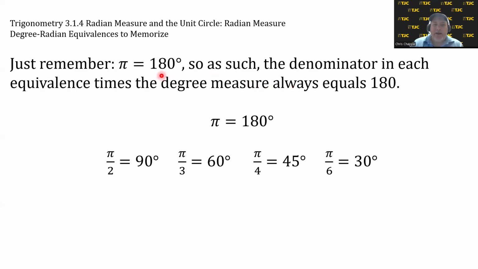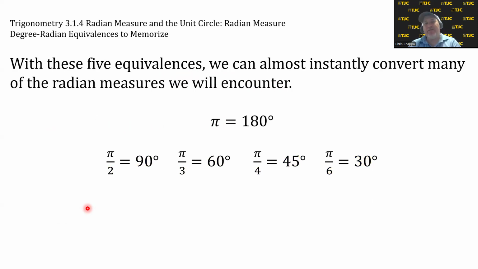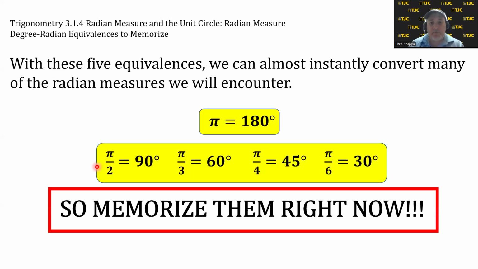Just remember, pi equals 180 degrees, and as such, the denominator in each equivalence times the degree measure always equals 180. For example, in the first one, 2 times 90, 180. 3 times 60, 180. 4 times 45, 180. 6 times 30, 180. It happens because of how we got here. Now, with these 5 equivalences, we can almost instantly convert many of the radian measurements we will encounter. So memorize these right now if I haven't said that a few times.